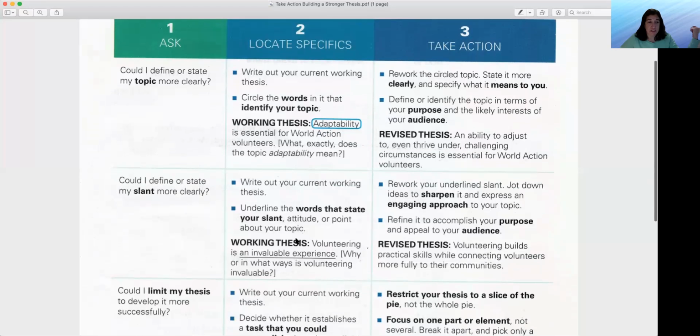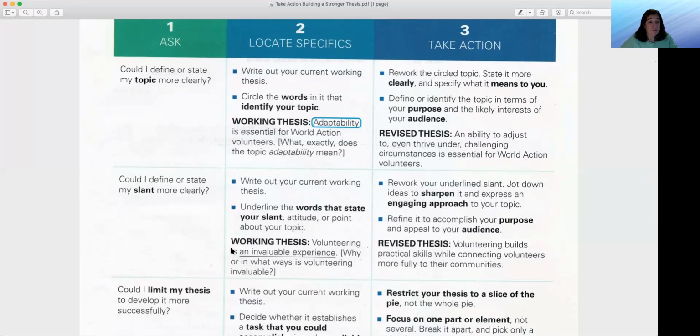Here's our second question. Could I define or state my slant more clearly? So write out your current working thesis. Underline the words that state your slant. And your slant is just your attitude or your point about your topic. So their example working thesis: volunteering is an invaluable experience. Okay, well, why or in what ways is volunteering invaluable?